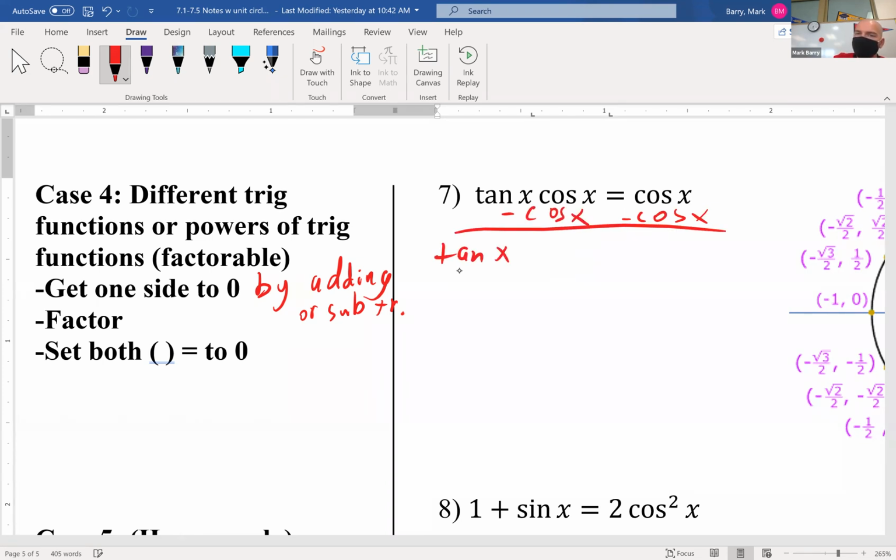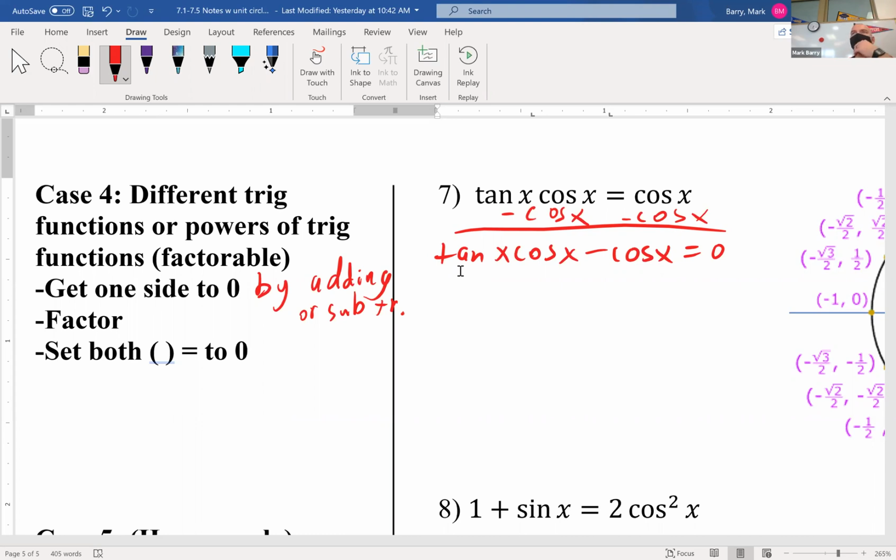Now, that is not a like term here, so I cannot cancel out the cosines. I have to just put it back with a minus. It's like if we had xy minus x, I can't cancel out the x's. But what we can do is factor, okay?